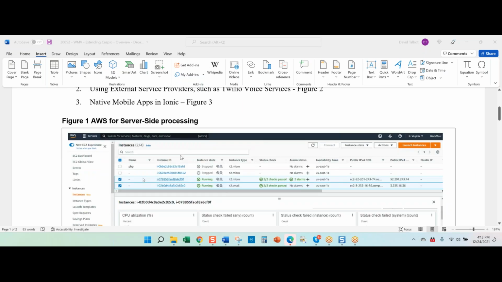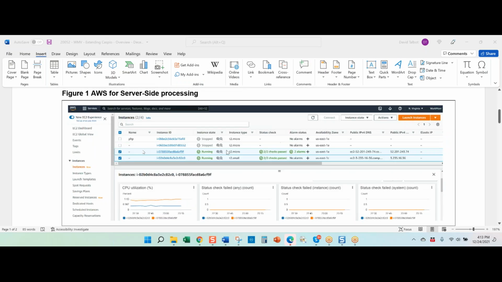AWS for server-side processing. In order to run WorkMovr, you must have AWS. We have the two as very complementary components, and so you must have at least a Grow account to run WorkMovr and AWS together. Okay, and you see here we have quite a lot of stuff happening in AWS.